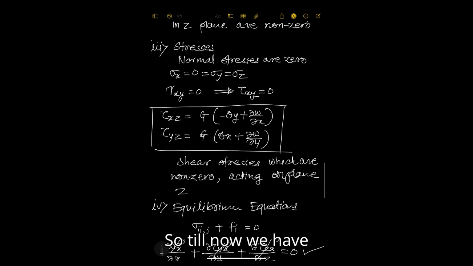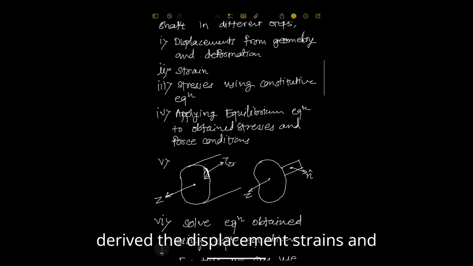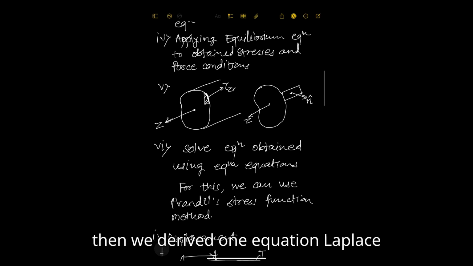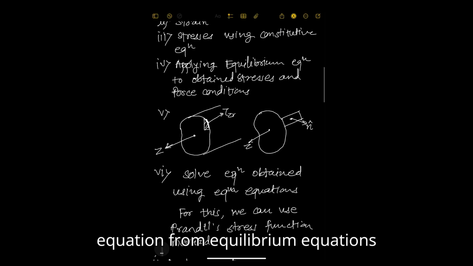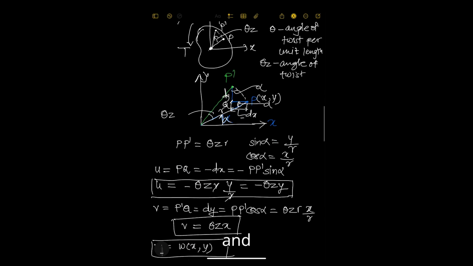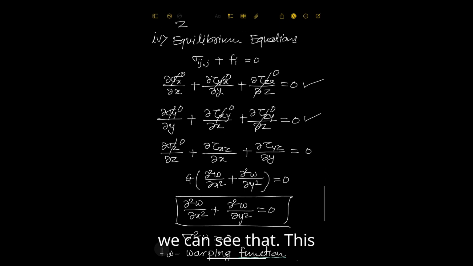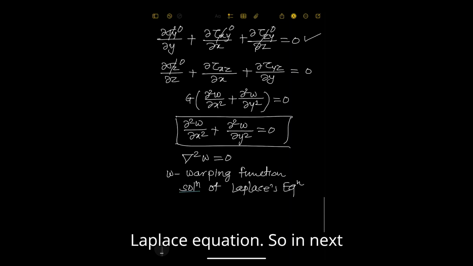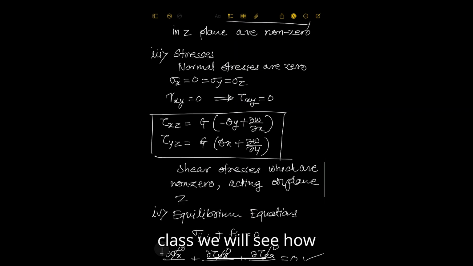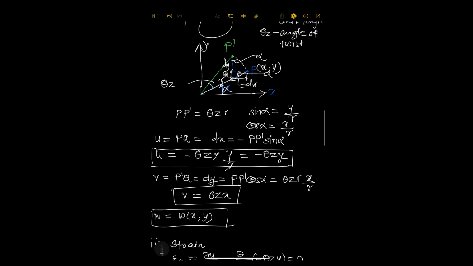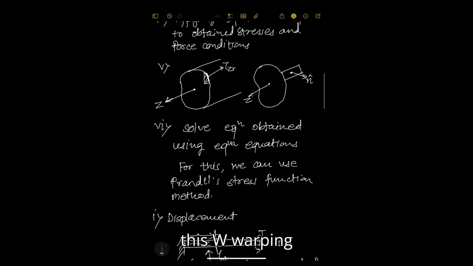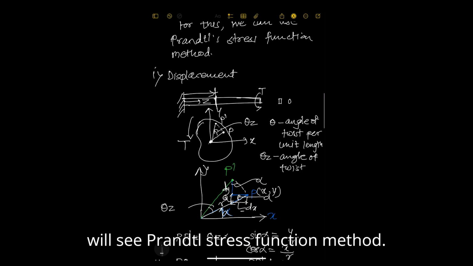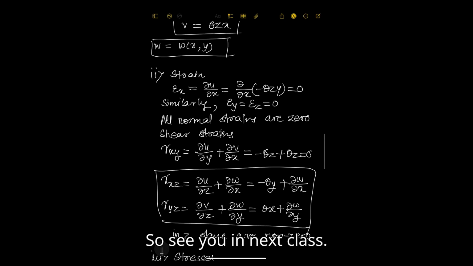So till now we have derived the displacement, strains, and then stresses from those strains, and then we derived one equation, Laplace equation, from equilibrium equations, and we can see that this warping function is the solution of the Laplace equation. So in next class we'll see how this warping function w can be solved, and for that we'll see Prandtl stress function method. So see you in next class.